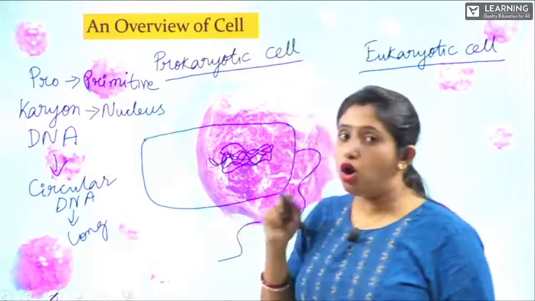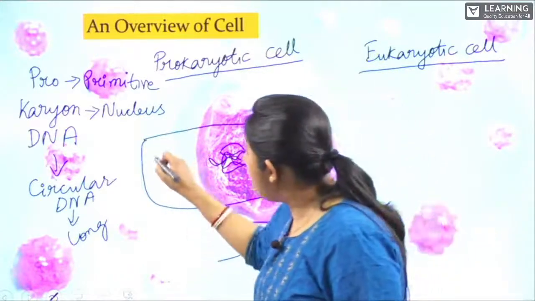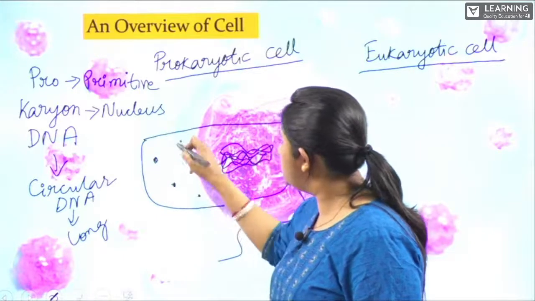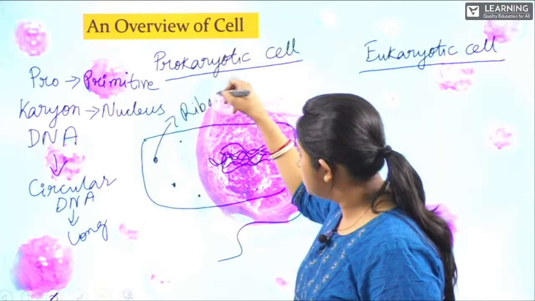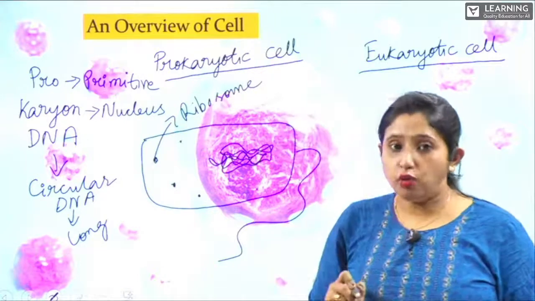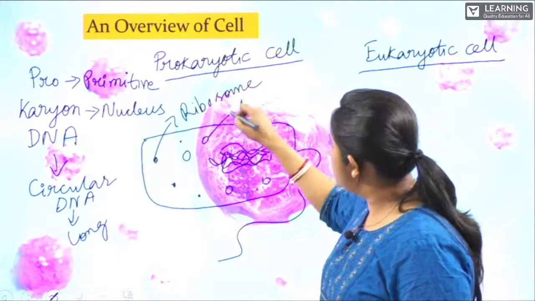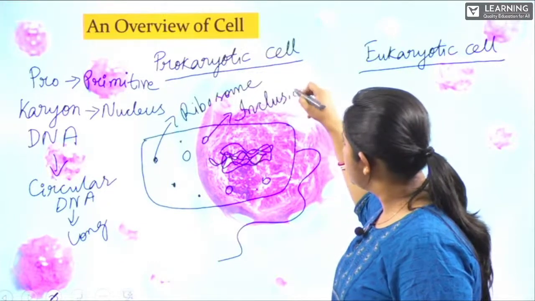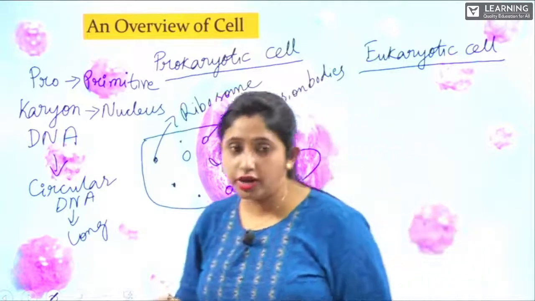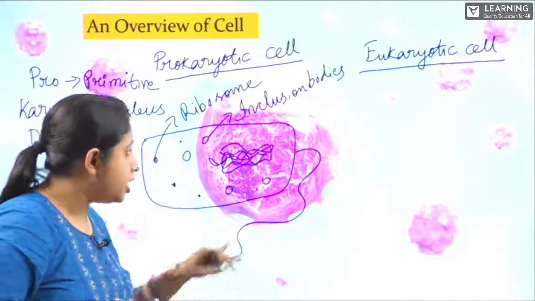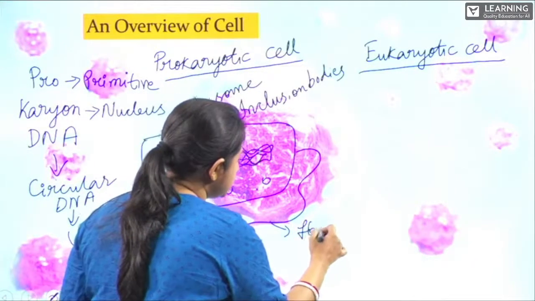Inside the cell, they do not have most of the cell organelles. They have only the ribosomes. You will find only the ribosomes. And they also have one more thing: you will find the inclusion bodies. So you will not find the cell organelles here, only the ribosomes. In the case of a bacterial cell, the flagella helps them in movement.